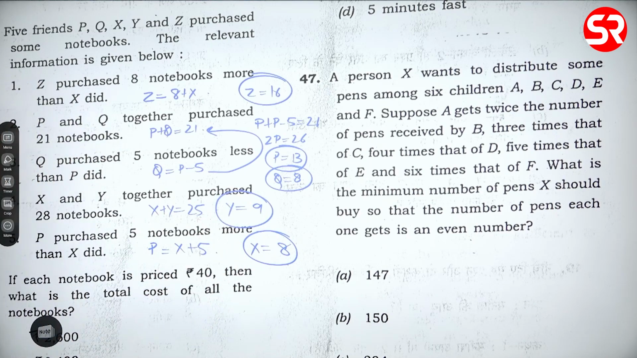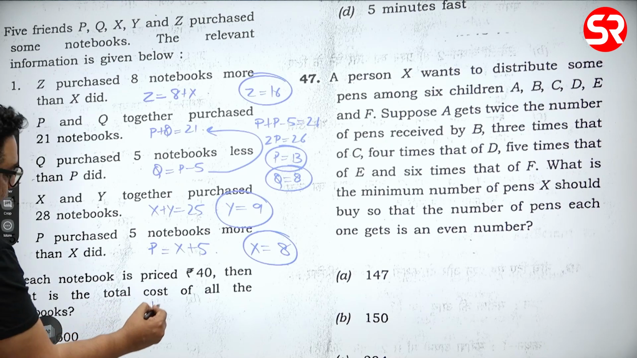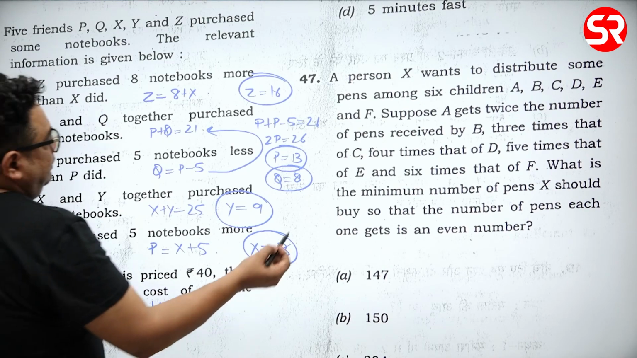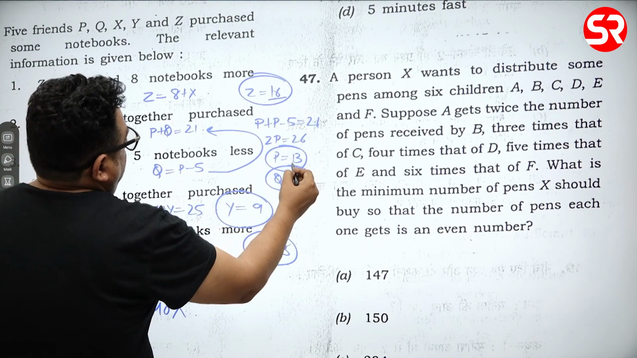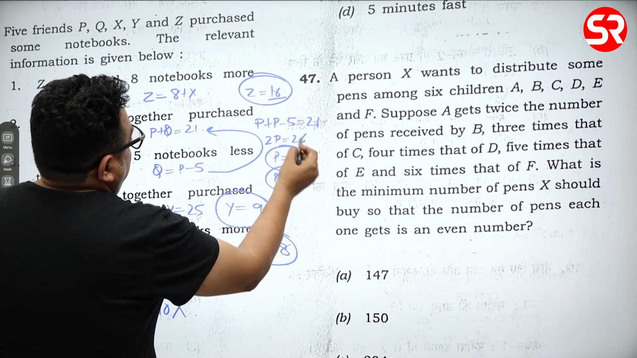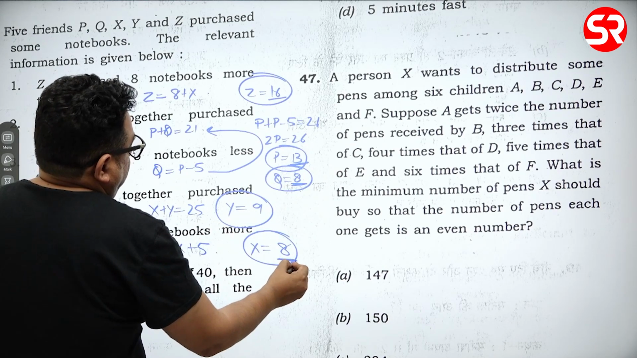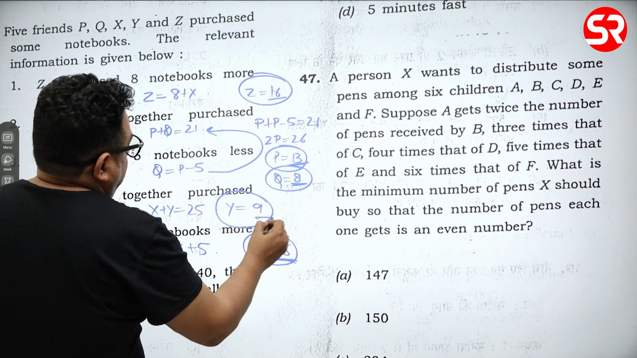So he says each book is priced at 40. So 40 into how many books are there? You just need to add these. 16 plus 13 comes out to be 29, plus 8 is 37, 37 plus 8 is 45, 45 plus 9 is 54.